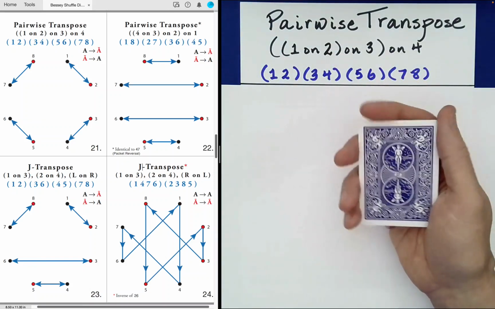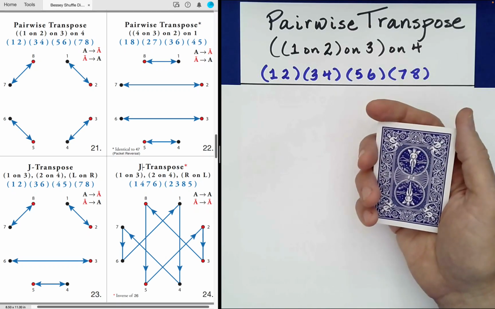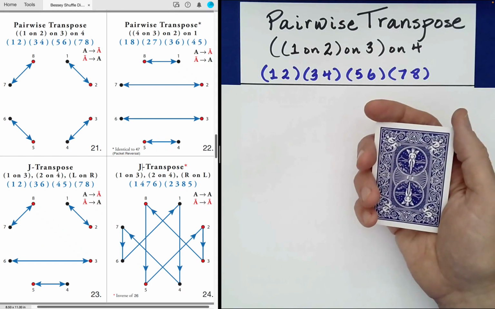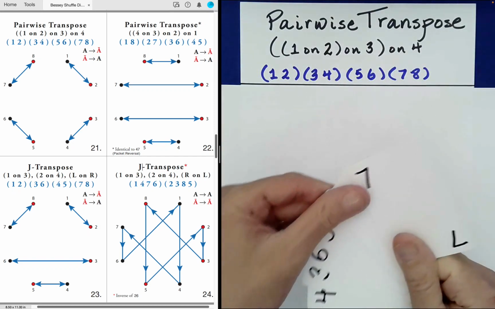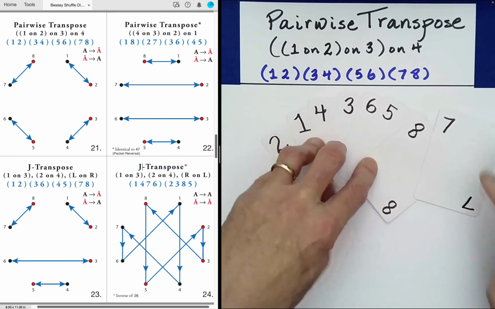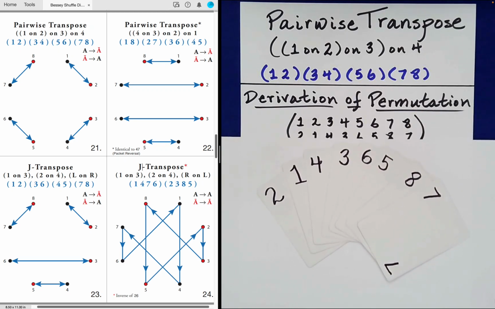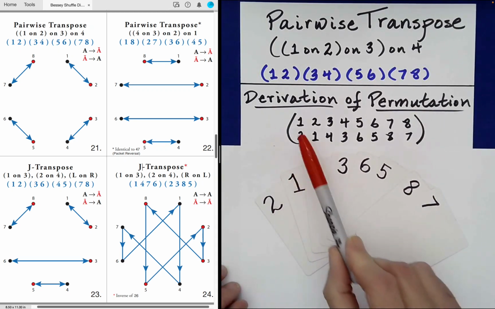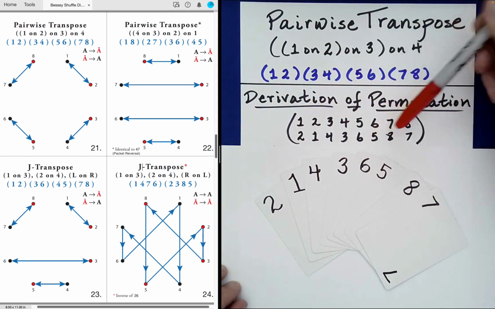That is actually a pairwise transpose. As we'll see, there are perhaps easier ways of accomplishing that same permutation, and I'll show you in just a moment how to do that. But now that we've done the pairwise transpose, let's take a look at the new ordering of the cards so that we can write out the permutation for this shuffle. As you can see, the new ordering is 2, 1, 4, 3, 6, 5, 8, 7. In Cauchy's two-line notation, the top row is always 1 through 8, and then we get 2, 1, 4, 3, 6, 5, 8, 7.